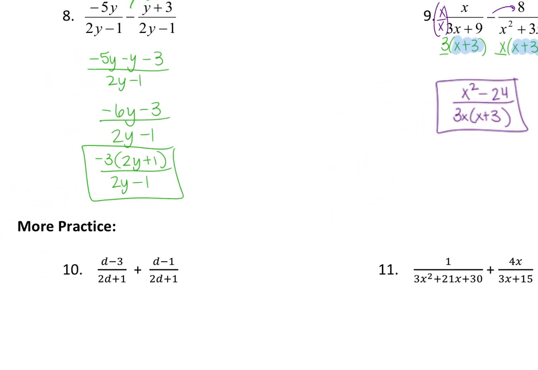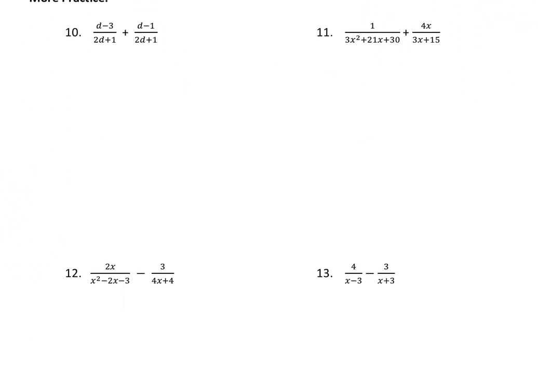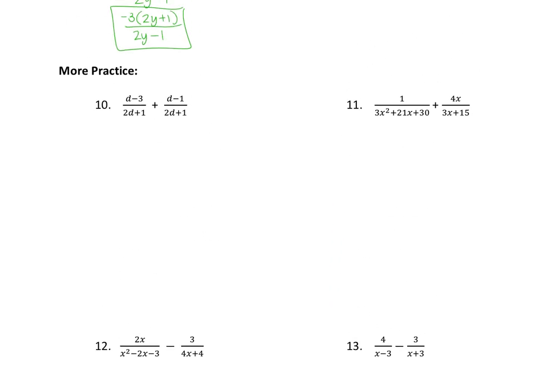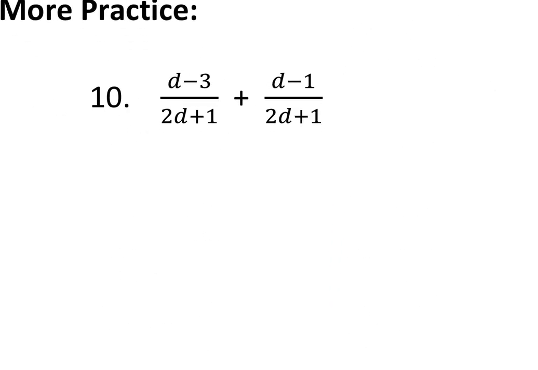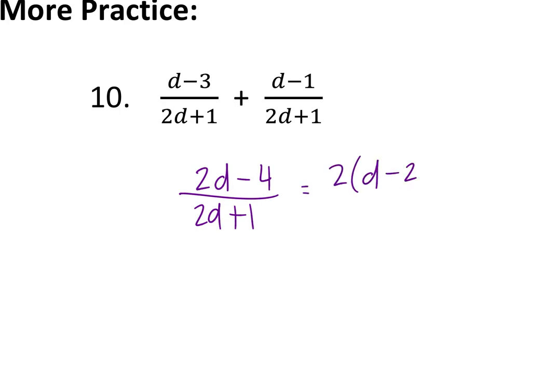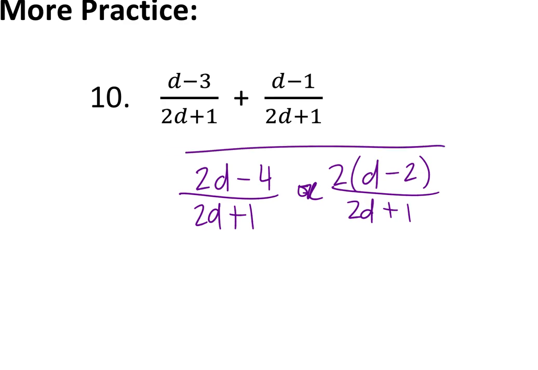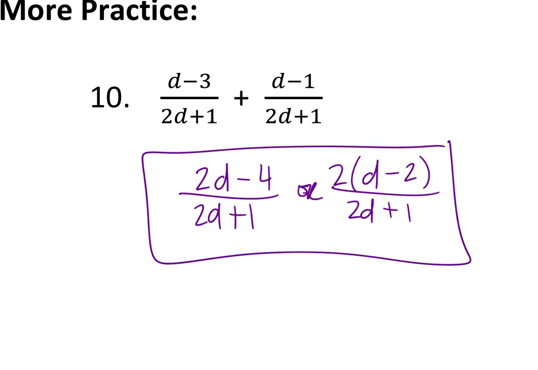Okay, let's keep practicing. Actually, pause if you want. Try to do these 4 on your own. First one should be easy. Already have a common denominator, so just add the top. 2d minus 4 over 2d plus 1. Take out a 2 on the top, so 2d minus 2 over 2d plus 1. Okay. Both of these answers would work. I would accept both of them. If you try to simplify it in your head and you realize it's not going to work, then you can leave it like that. Or you can write it as the second way.